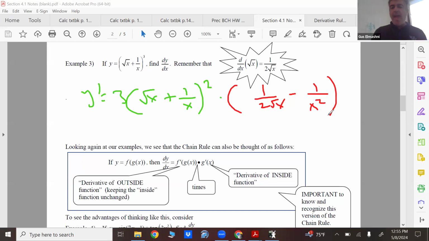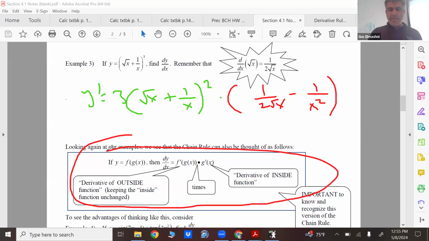So that's what happens. And this is the explanation I really like: derivative of the outside, keep the inside intact, times derivative of the inside function. That's the chain rule.